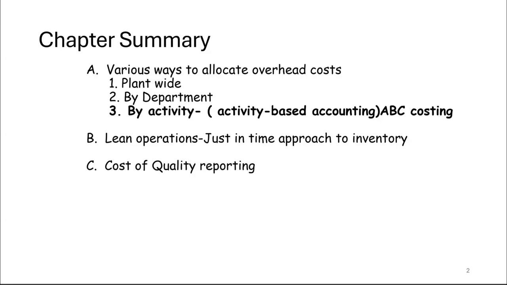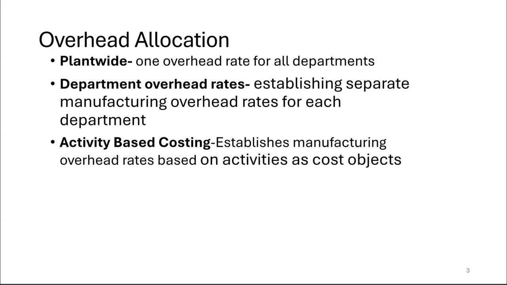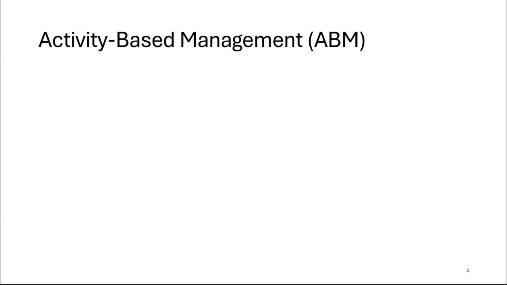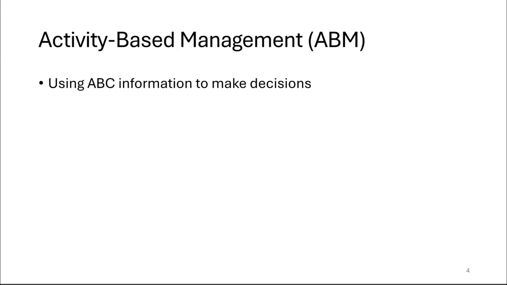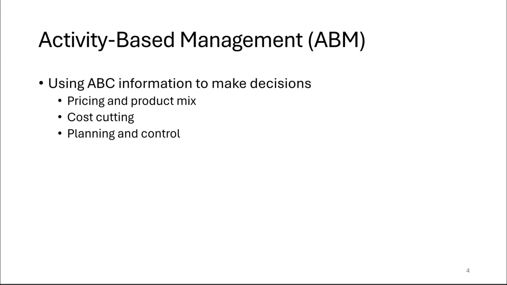Now, again, we have these various ways we can allocate overhead, and what we're going to cover is ABC costing. So again, we had these 3 different rates. I talked about plant-wide and department-wide in part 1, and we're going to focus on ABC costing. Now, activity-based costing, we use information to do pricing and product mix, because if you have 2 products, you really want to find out which one you are making money on. And how do you price it? How do we cut costs? You want to see what's driving your costs for planning and control.